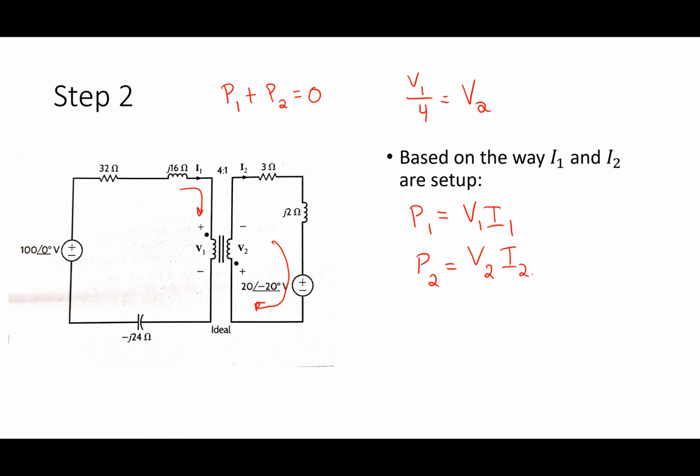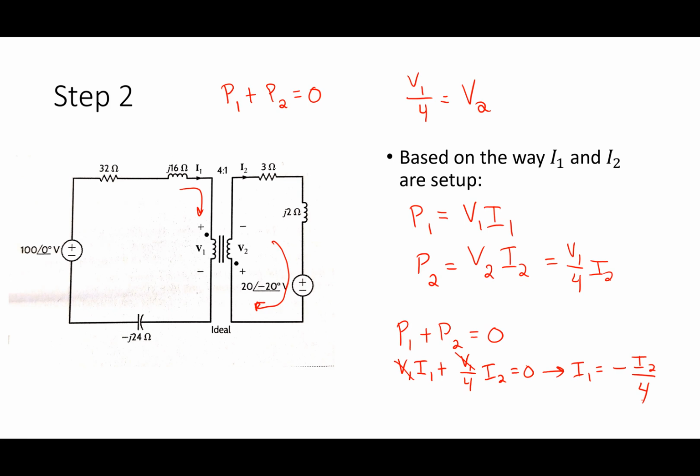Then I also know that V2 is equal to V1 over 4 in this case. I make that substitution and say P1 plus P2 equals 0, and that becomes V1 I1 plus V1 over 4 times I2 equals 0. The V1s cancel out because we know V1 is not equal to 0, and we get that I1 has to be equal to negative I2 over 4. So now we have our current relationship.